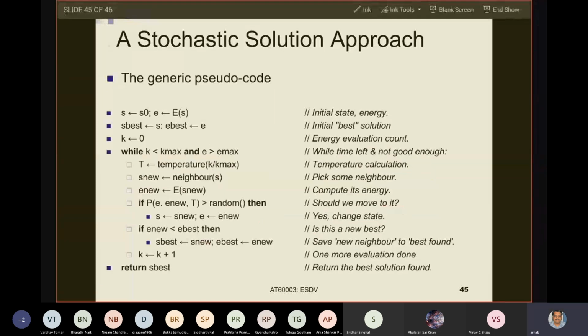This is the generic structure. Are you in slide number 45? Yes, sir. Hello. Yes. So this is the generic structure of the simulated annealing algorithm.